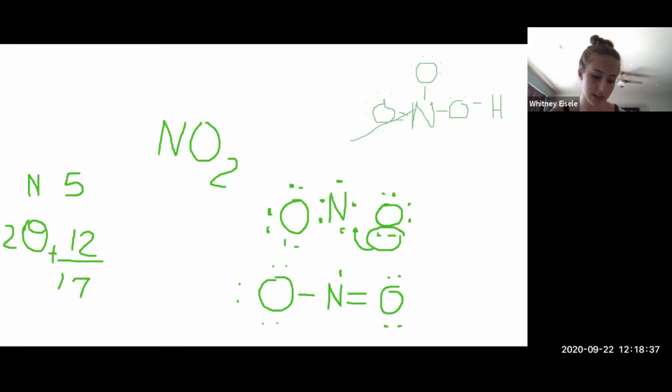Okay. Oh, I see. So one oxygen double bonds to nitrogen. The other oxygen single bonds to nitrogen. There's a single bond to hydrogen, and then 2, 4, 6, 8. I'm missing an oxygen. This makes no sense.